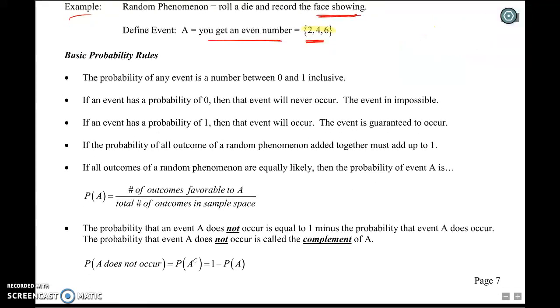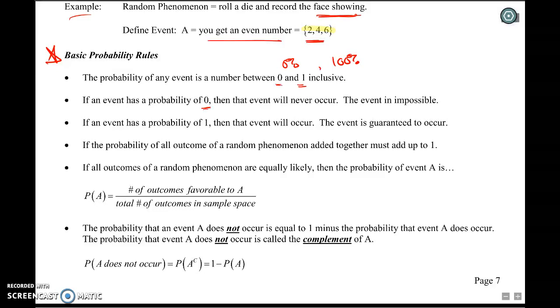Basic probability rules. This is where we're really starting to get into some actual probability. The probability of an event is a number between 0 and 1 inclusive. I think that's pretty self-explanatory. Or 0% and 100% if you want to think about it in terms of percentages. An event that has a probability of 0 will never occur. The event is impossible.